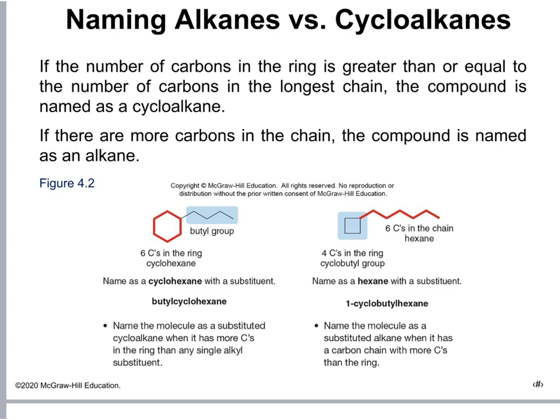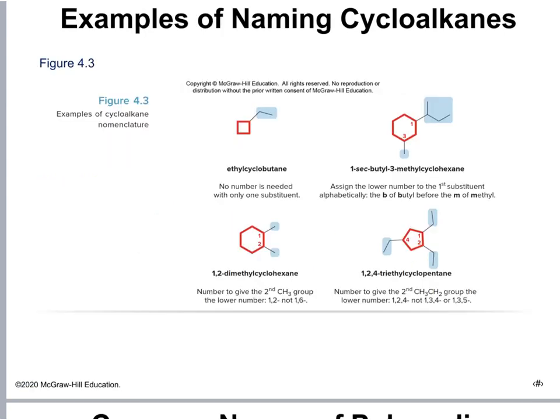Now, when do you name it as a substituent versus the chain? So this is 6 carbons in the chain, so then that would be a cyclobutyl group as a substituent. This, because there's 4 groups, that would be a butyl, and that would be cyclohexane. So here's just some examples that you can look at.